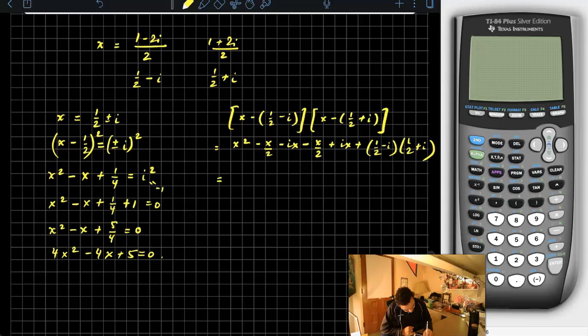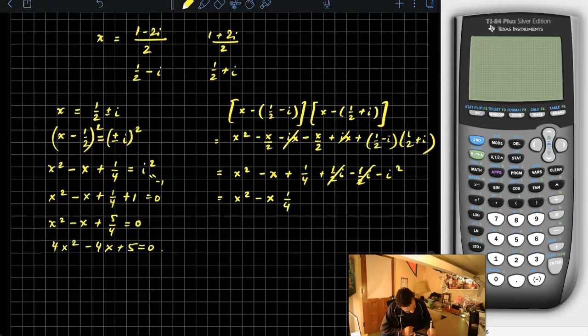Okay, and so that leaves you with x squared minus half x minus half x gives you 1 full x. The negative ix and the positive ix cancel. And then I have 1/4 plus 1/2 i minus 1/2 i, so those cancel, minus i squared. And that's going to give us plus another 1, which gives us the same factor of x squared minus x plus 5/4.